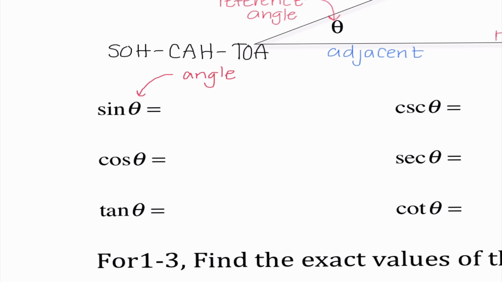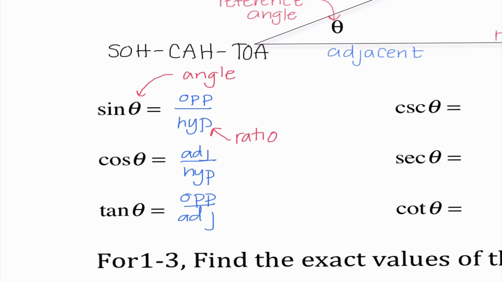So back to finding out what this ratio actually is. Sine is opposite over hypotenuse. So I'm going to write opposite over hypotenuse here. And this opposite over hypotenuse is what we call a ratio. So we deal with an angle and we deal with the ratio. Cosine is adjacent over hypotenuse. So I'm going to write adjacent over hypotenuse. Toa means tangent is opposite over adjacent.